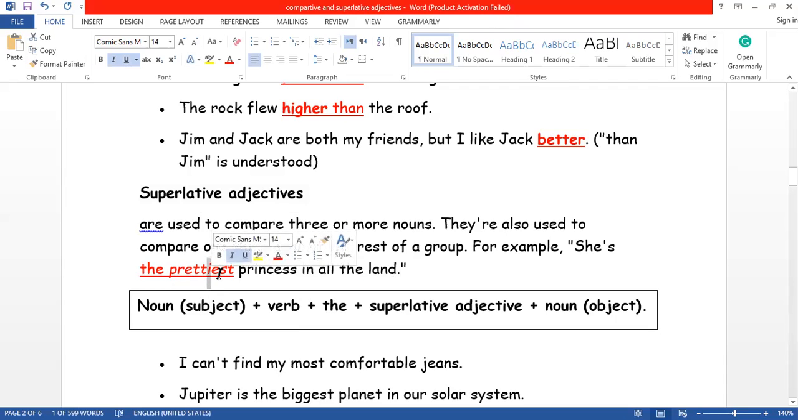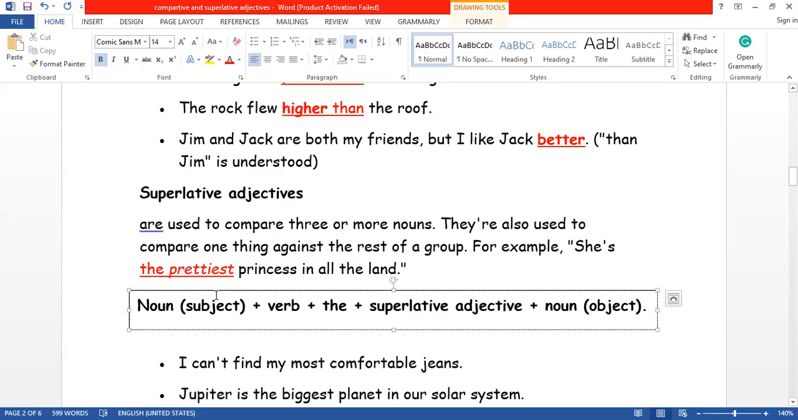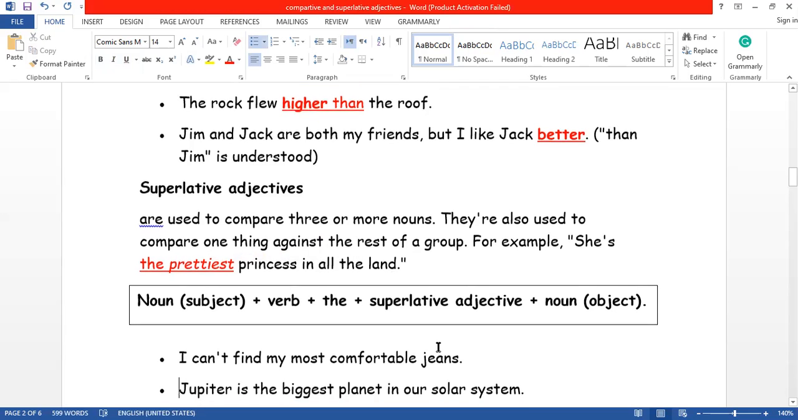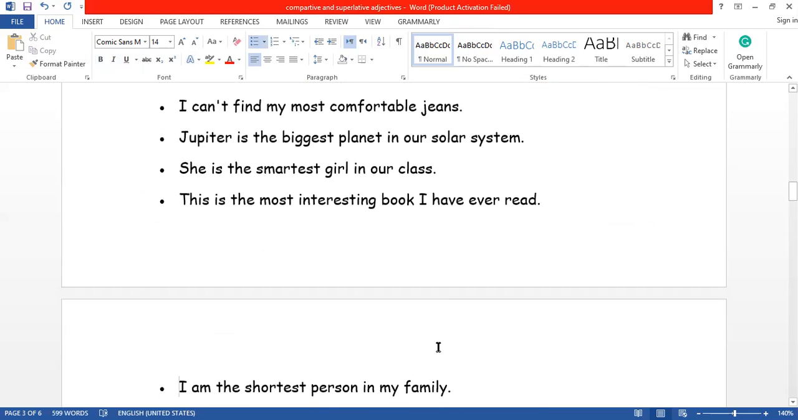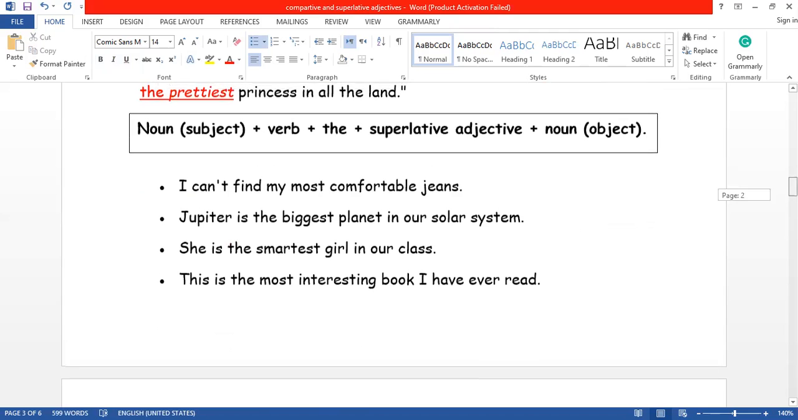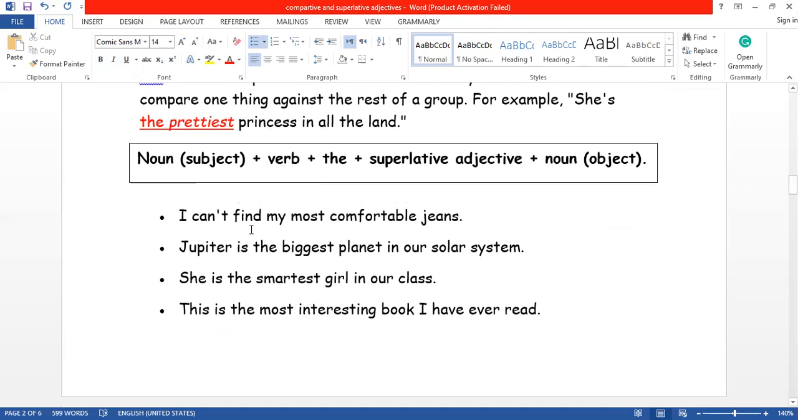Prettiest. So let's have a look at more examples down here. I can't find my most comfortable jeans. My most comfortable jeans. Most comfortable.